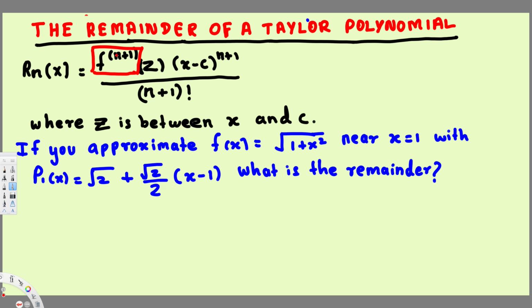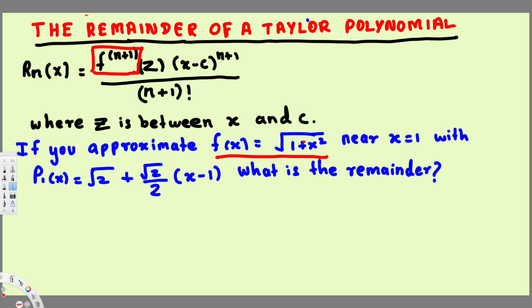So if you plug 1 right here, this is going to be 1 plus 1, that's going to be 2. So we have to find the second derivative of this function. That's the only thing we have to find to plug back in this equation and find the remainder. Now let's go ahead and find the derivative.